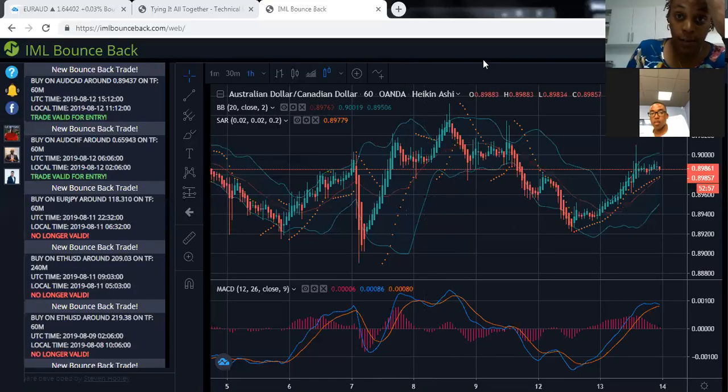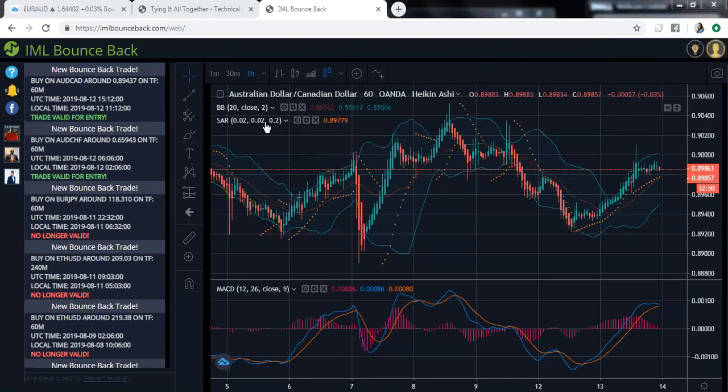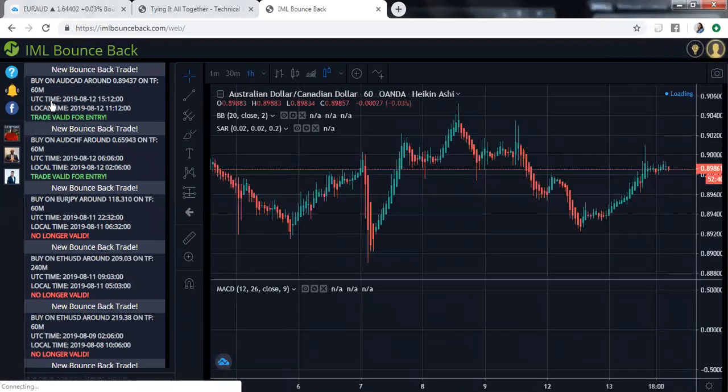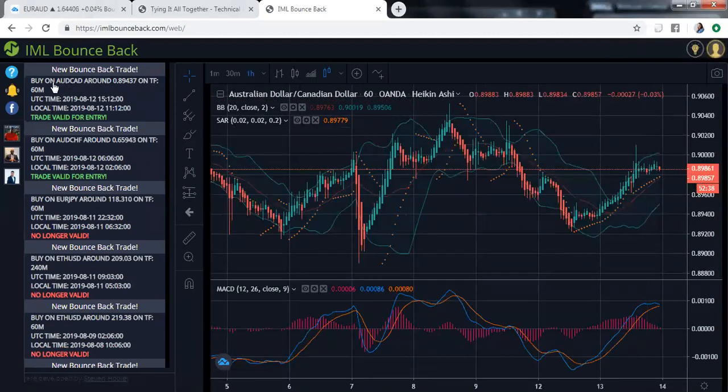All right, so let me just go ahead and share my screen. Good stuff. So Bounce Back, and then I'm going to go over to TradingView. Now, yesterday, I think I posted this setup in the Bounce Back Telegram that I have for those of you who are in it, right? And we were looking at a buy on AUD/CAD.